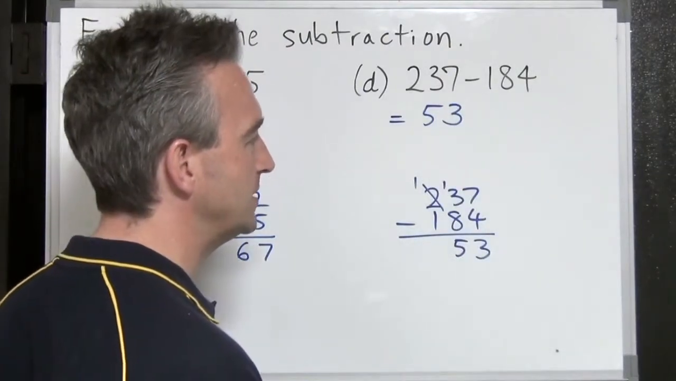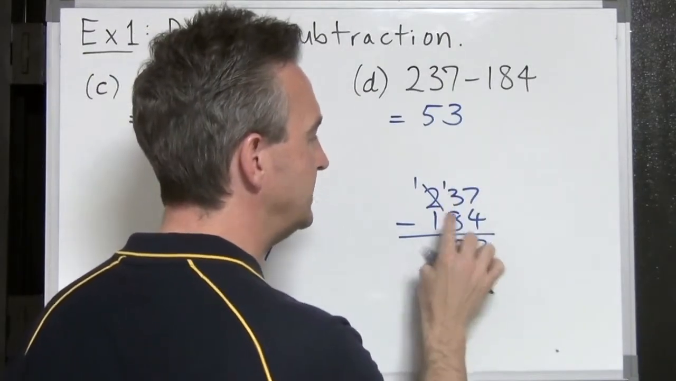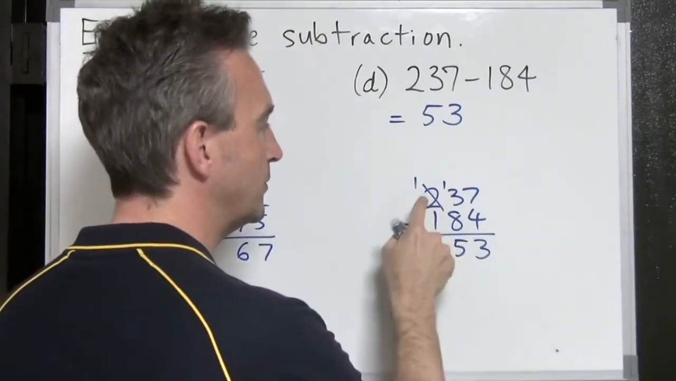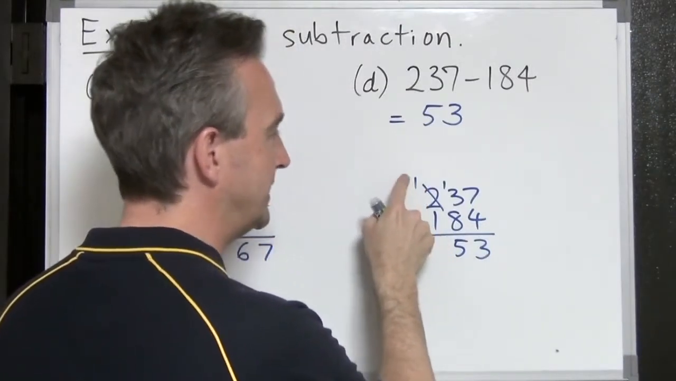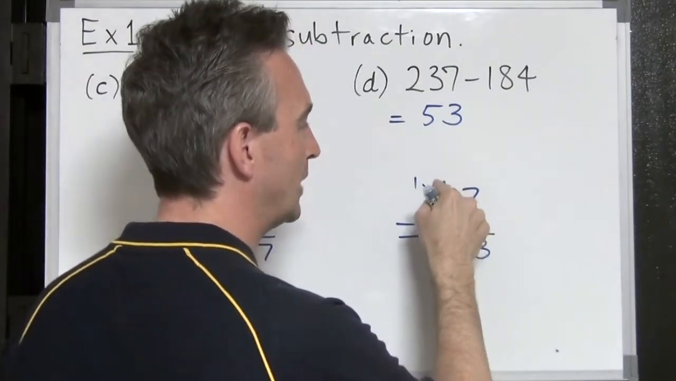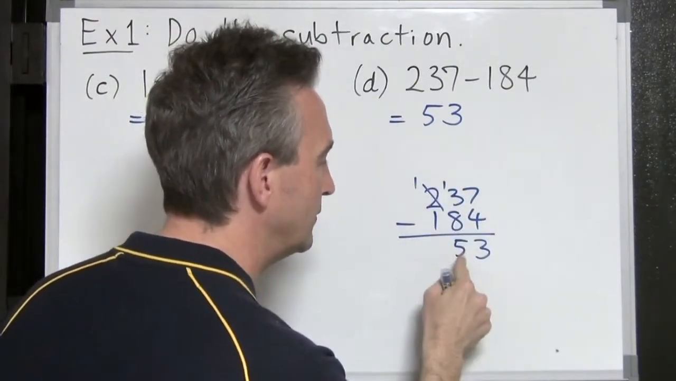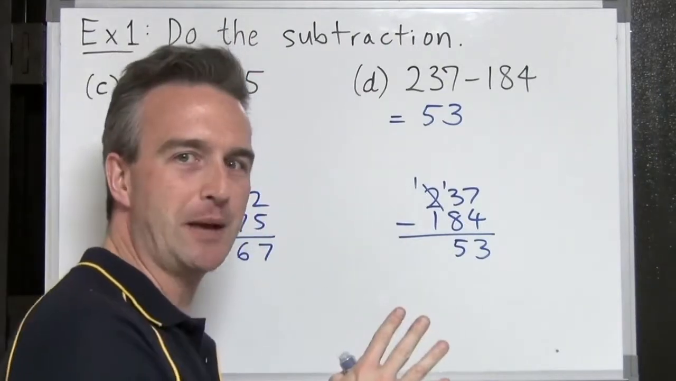So don't think about it too much, but if you really want to know what happened here, we were trying to do 30 minus 80. We can't do it. So from here, we took 100 from this 200, turning it into 100, giving 100 to a 30, turning it into 130 minus 80, giving 50. Maybe too much to think about, but if you're interested, that's what was happening.